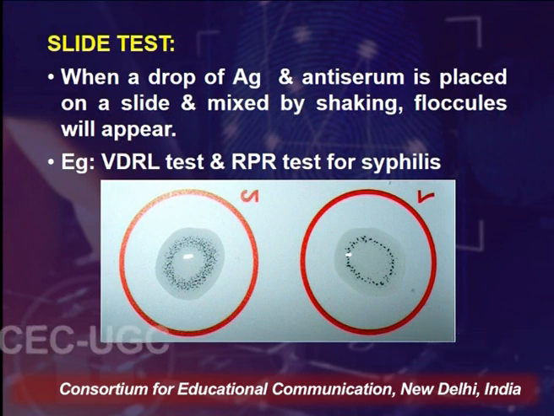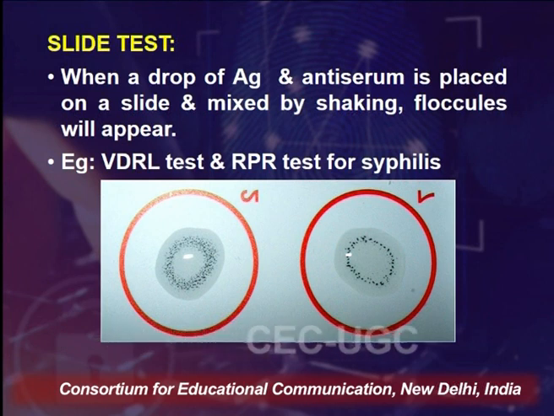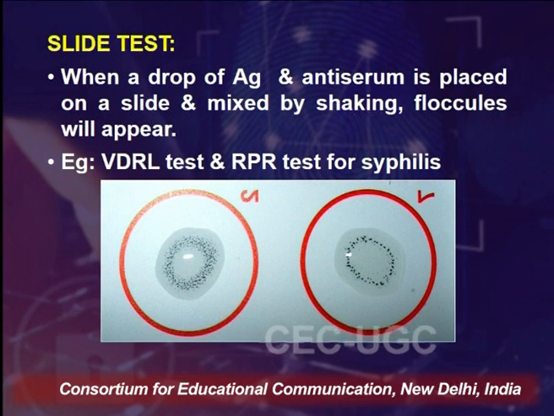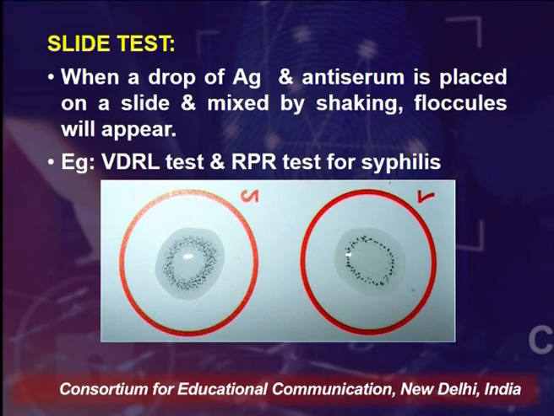The most common slide test in forensic cases is the blood grouping test. For example, if any blood is found at the crime scene, the first step is to identify which blood group it belongs to. For example, we have A positive, B positive, AB positive, O positive, O negative, A negative, B negative, and AB negative, different blood groups. For blood grouping, we go for the slide test. Whatever blood we have found at the crime scene, we put that blood on the slide and then we have different antisera.